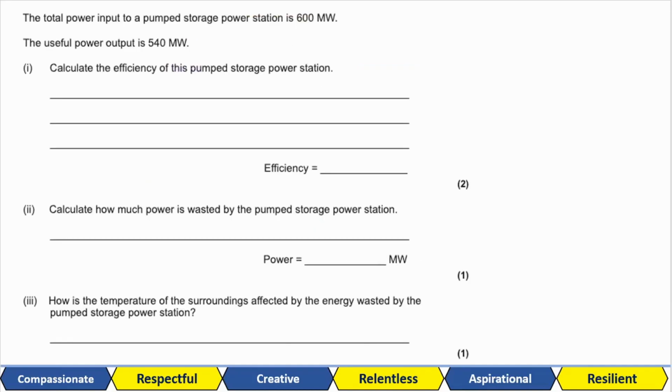The next one is a triplet of questions. The first is a bog standard efficiency calculation. The second is you calculating the power wasted. This should be pretty straightforward if you know the total power input and the useful energy or power output. The last one's got to do with what happens to that wasted energy. Do your thing.